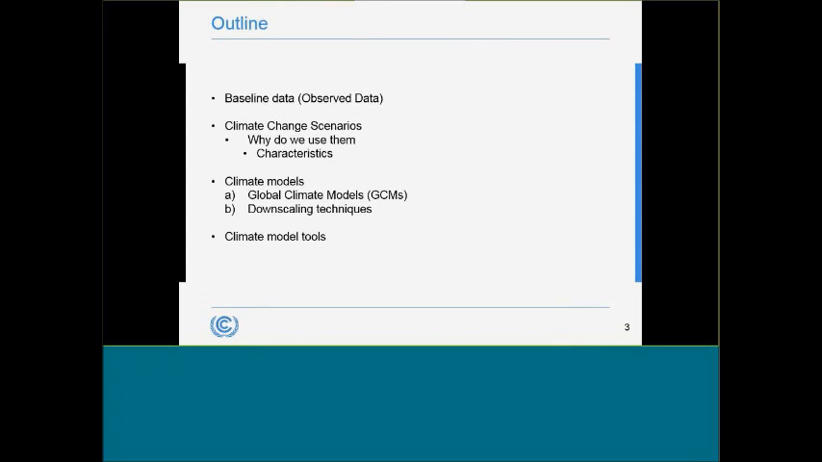So in this talk, I want to very briefly talk about observed data, where you can get data, because it's important to know what your current climate is and have the data to do further analysis. I'm going to spend most of the talk on climate change scenarios: why we use them and the characteristics we'd like them to have. These are important to keep in mind as you go through using them. Never lose sight of why we do these scenarios. And then I'll talk about the use of climate models, the global climate models, GCMs, and also several downscaling techniques.